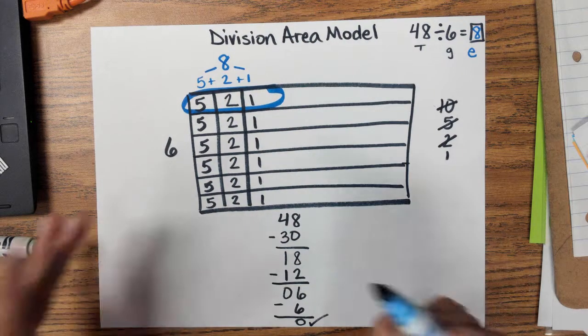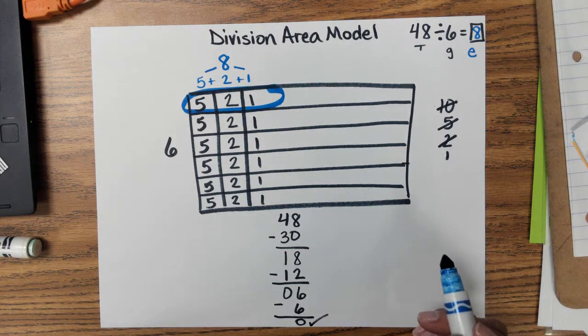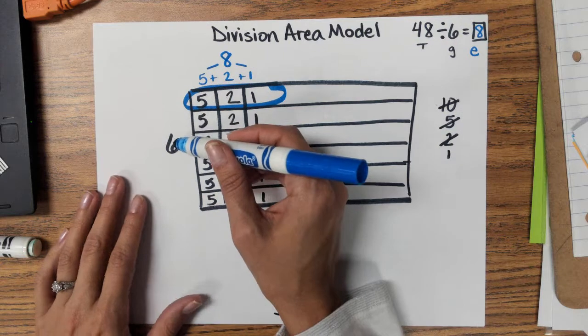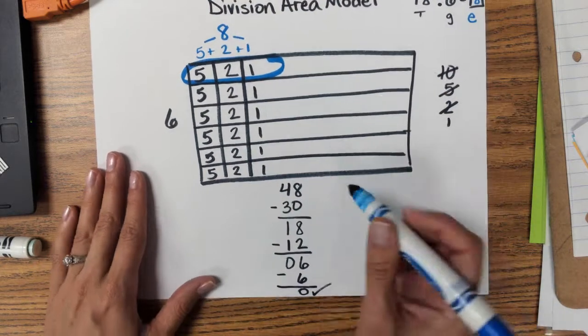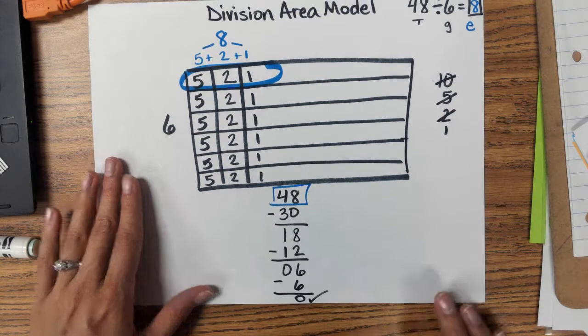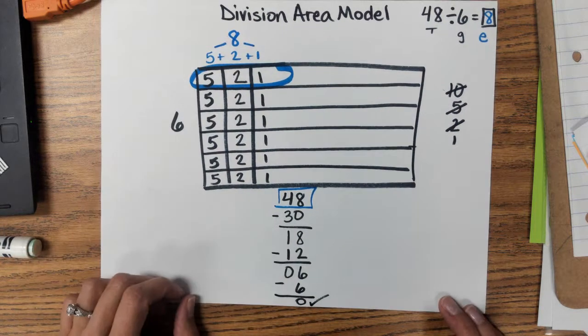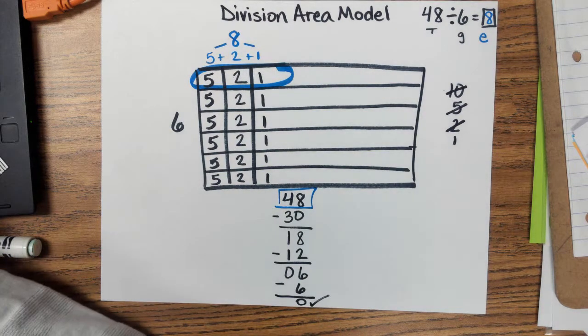And if you look at it, if you remember my multiplication area model video, this represents 6 times 8, which is 48. And so you can kind of see how everything is related.